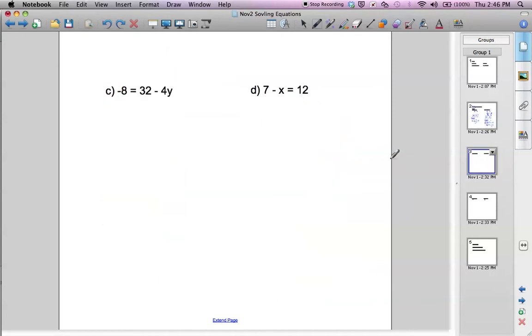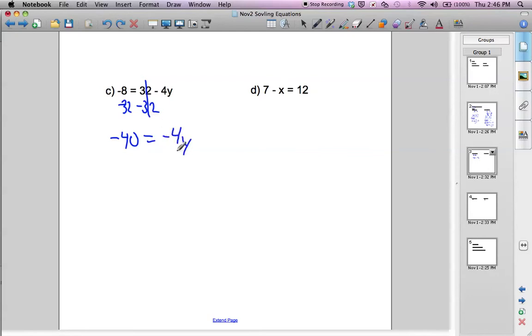A couple more examples. Here we have y, we want to isolate y. We've got to get rid of the 32 and the negative 4. So we're going to subtract 32 from both sides of the equation first. We get negative 40 equals, don't forget that negative sign, negative 4y.